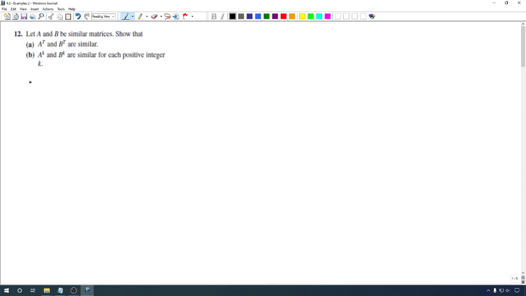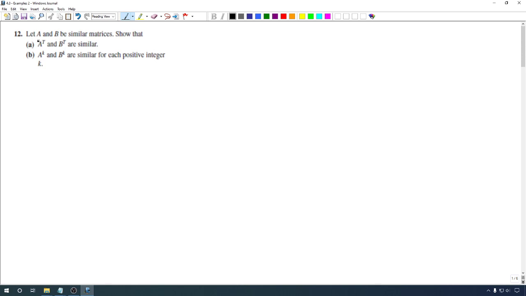In this last part of section 4.3, we're going to look at some more proof type questions. There's a couple of these kind of questions on your homework, but we'll work out a few here to get an idea of how we're supposed to handle these kind of things.